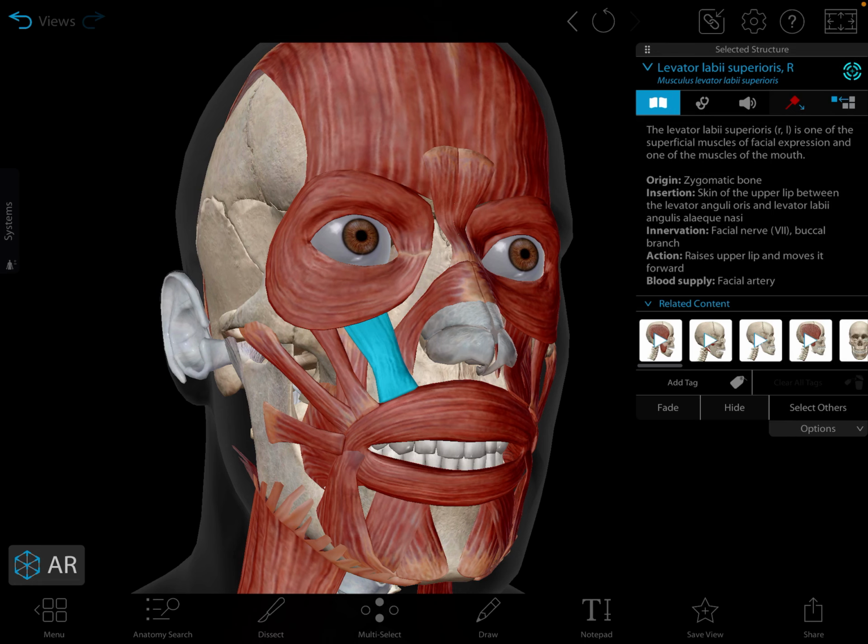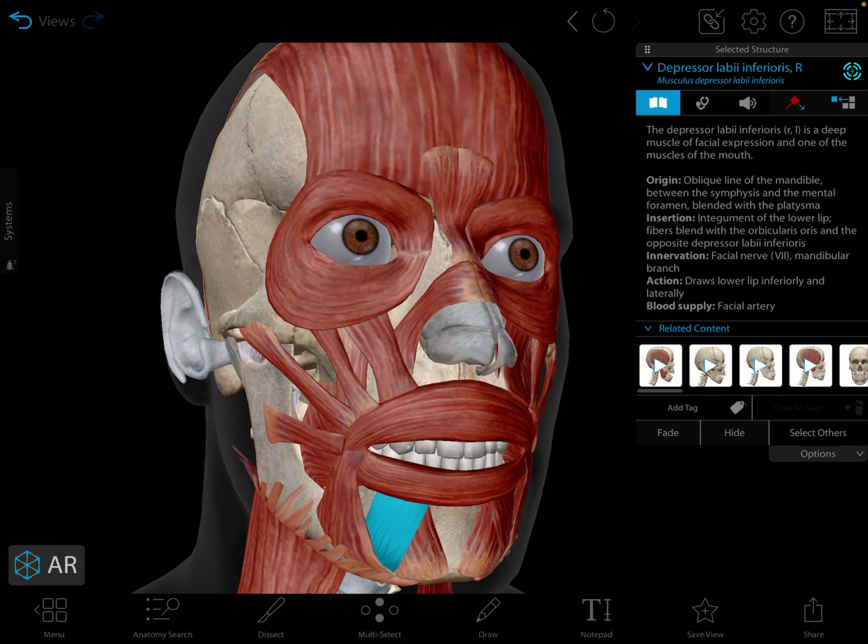Okay. We also have a depressor labii inferioris, just like we had a levator labii superioris. If the levator labii superioris was drawing the mouth upward and outward, the depressor labii inferioris is drawing it inferiorly. Okay, so it's pulling that mouth down. So whenever you think of something like frowning, or puckering that bottom lip out, this depressor labii inferioris muscle is helping with that.